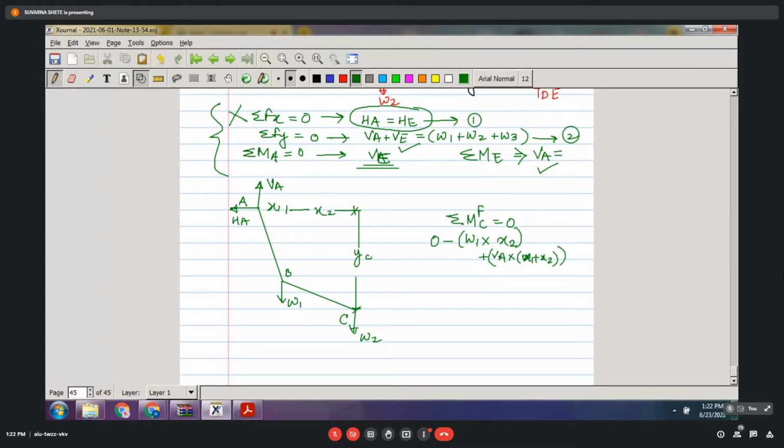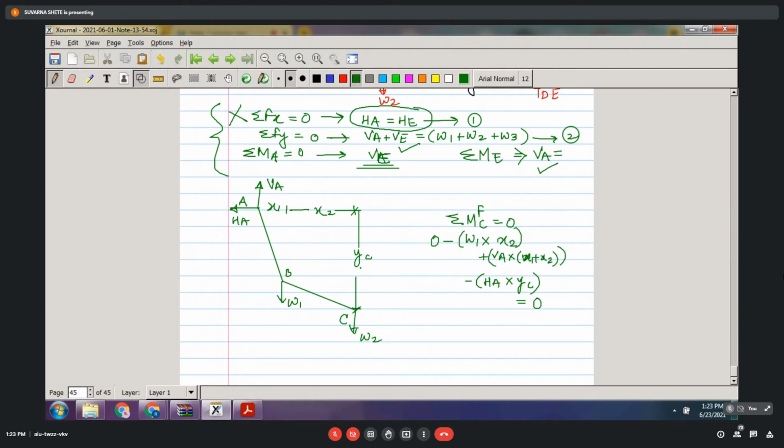Yes, ma'am. And your HA is moving in the leftward direction. If I take it over here with leftward sign about point C, it will create an anti-clockwise rotational effect. So again with minus sign I will write, it will be HA into, what is the perpendicular distance of HA with respect to C? YC. YC, that is the sag at point C. It must be equal to 0.